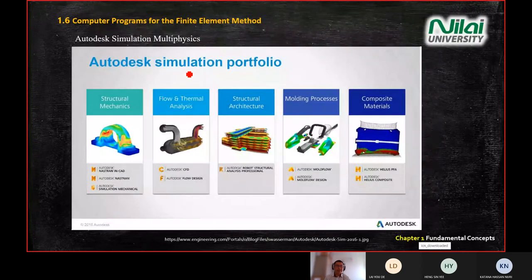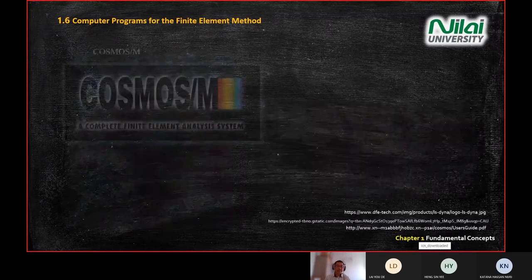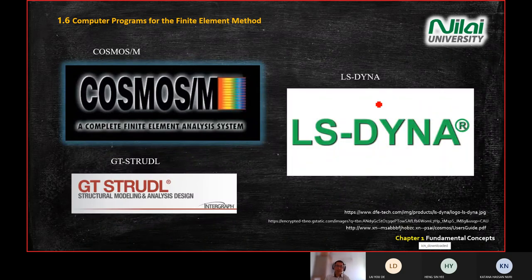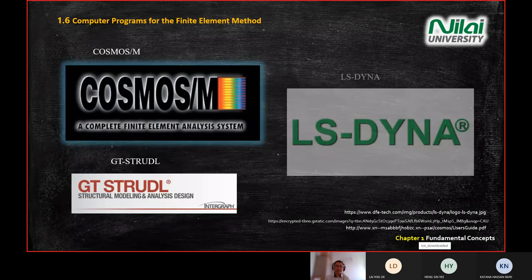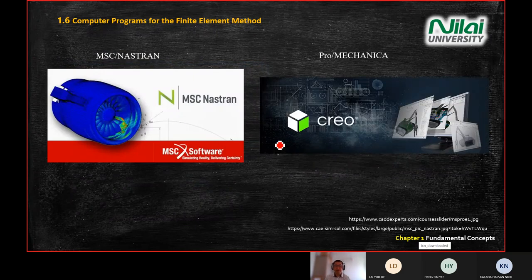All these examples, and examples of computer products. The first one is Autodesk or AutoCAD. We have Nastran, CFD, and so on. But for this module, we're going to use ANSYS. This one, Abaqus, Simulia, is under the SOLIDWORKS company. This one, Cosmos, and so on. LS-DYNA was bought by ANSYS, so you can see all these functions inside the latest ANSYS products. Nastran, and Pro-E or Pro-Mechanica.